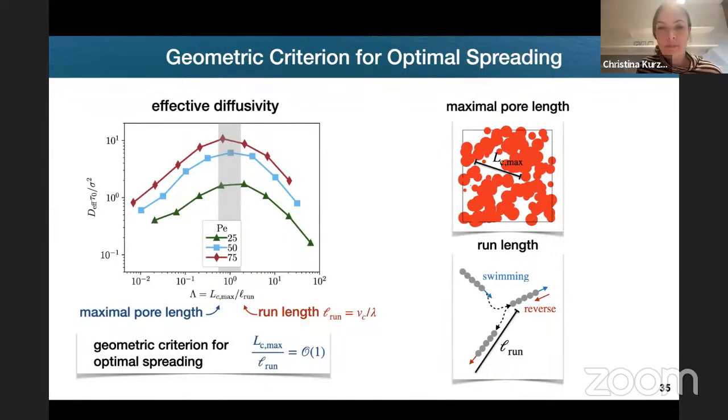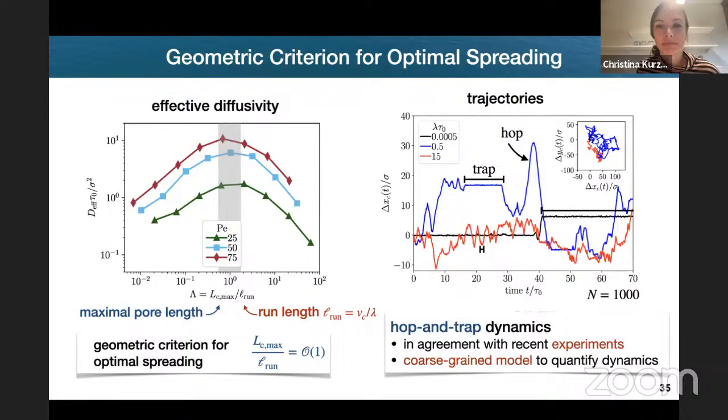Now you probably want to ask, what are the dynamics of the cells when they move in these environments? What we can look at are the trajectories, right? So we have here the position, one coordinate, the x position as a function of time, and they show that for, yes?